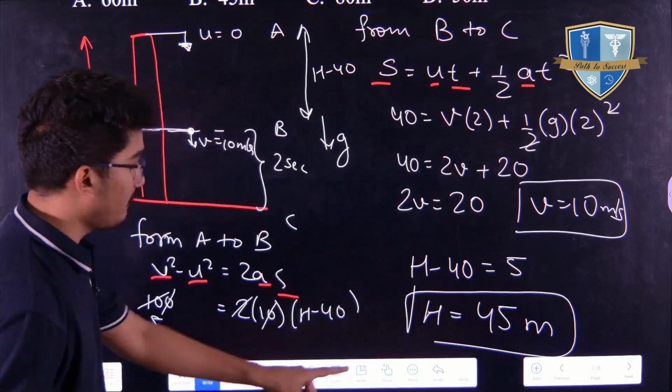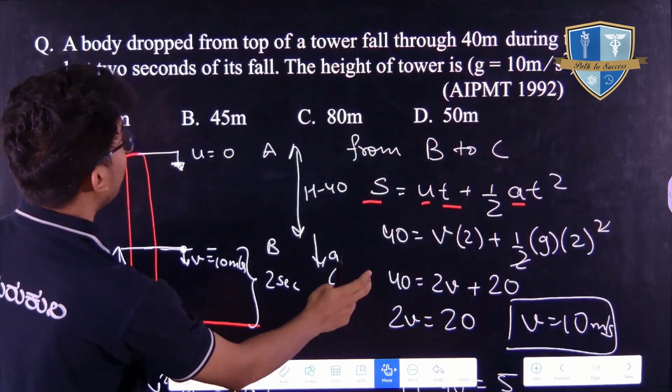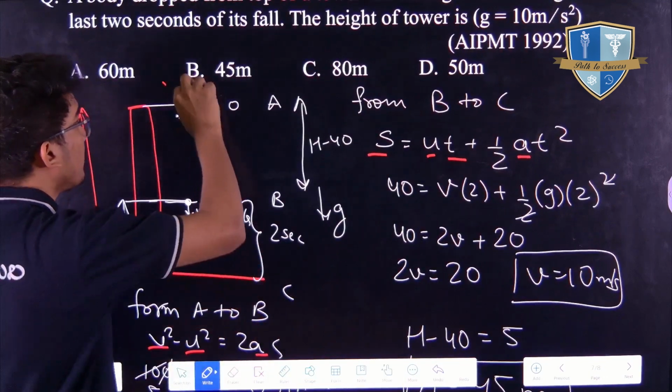So the correct option will be, 45 is the B option. Means B is our correct answer.